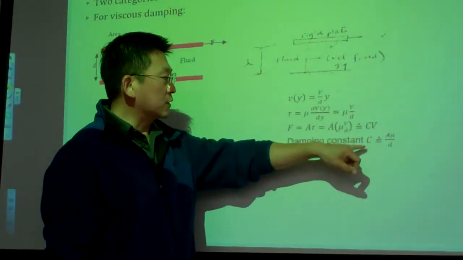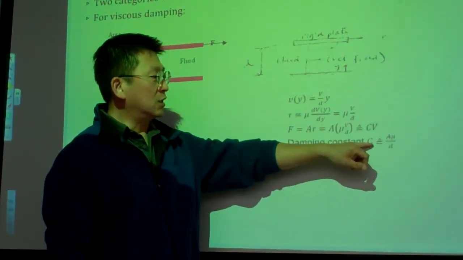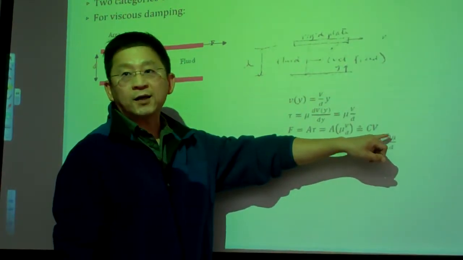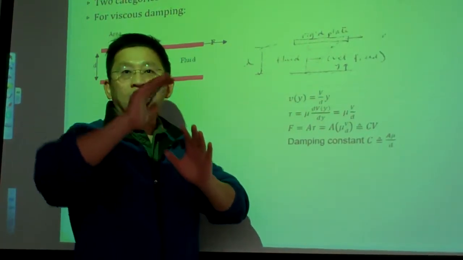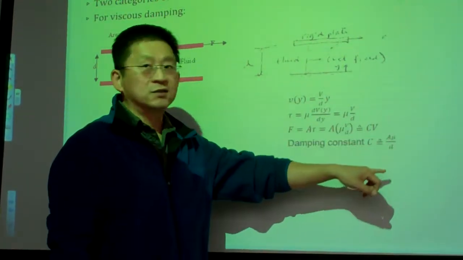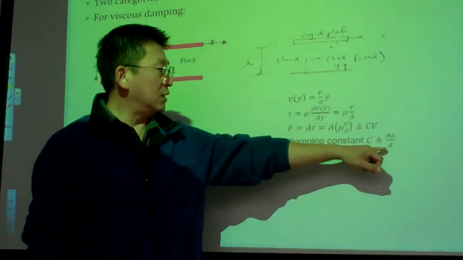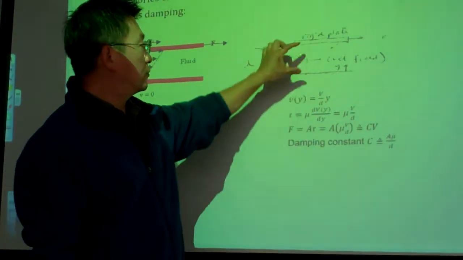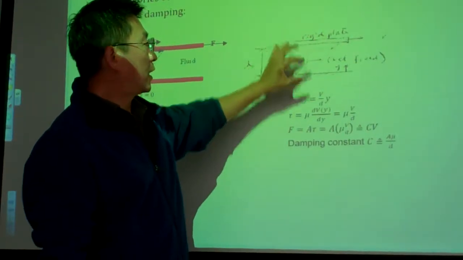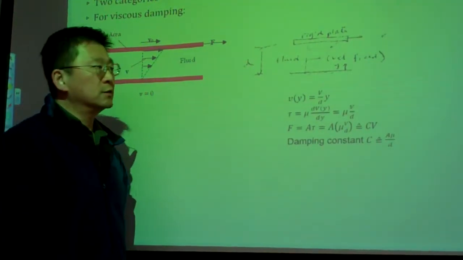In particular, if you're really concerned with what the damping constant is, C is related to area A, the area of the fluid contact, and mu is the viscosity. In particular, we call it dynamic viscosity. D is the distance between the stationary surface and the surface of the fluid.